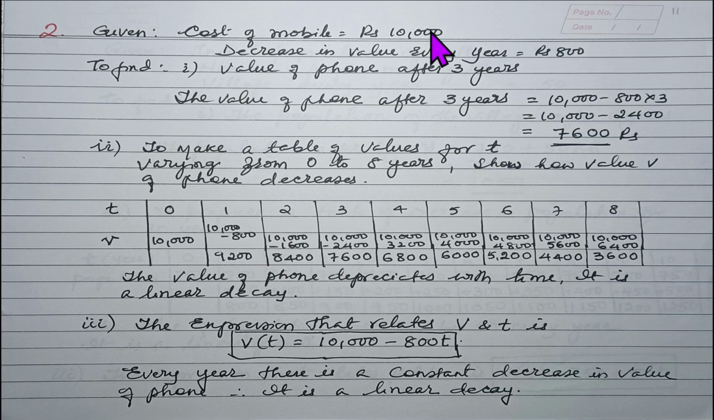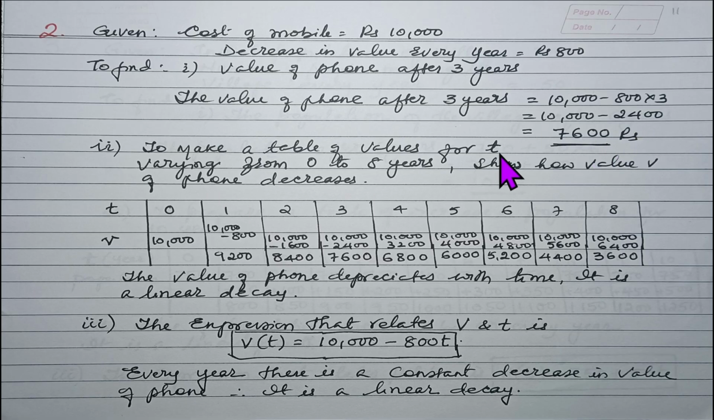Now coming to the next example, the cost of a mobile is rupees 10,000. The initial cost, or the purchasing cost of the mobile, is 10,000. Now it undergoes depreciation, therefore the value decreases every year by rupees 800. Now what is the value of the phone after 3 years? Definitely after 3 years it is 10,000 minus 800 into 3, that will be 10,000 minus 2,400, that is 7,600 rupees. Therefore the value of the mobile will be 7,600 rupees after 3 years.